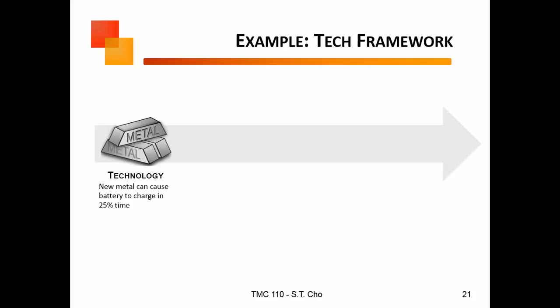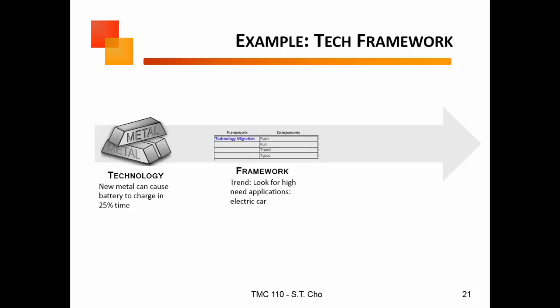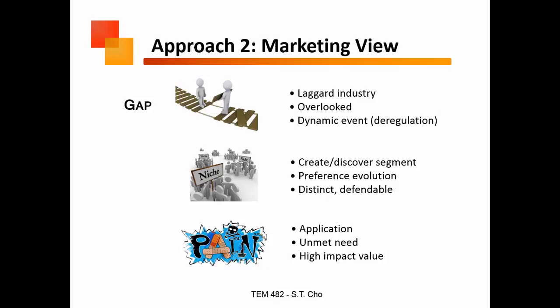So here's an example of using a tech framework. Supposing I'm interested in a technology, and I have a technology where this metal can make batteries charge in only 1/4 of the time. So now, applying my framework, am I looking for push, pulls, trends, or types? I'm going to look for trends. One of the big trends right now, the easy thing is to say the cell phone. But there's really not that much bang for the buck because a lot of people are pretty much used to charging their cell phones. The big area that needs help in charging time is actually electric cars. And so now I go do my research and find out about it, and there's a lot of opportunity there.